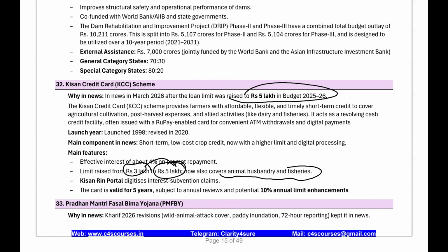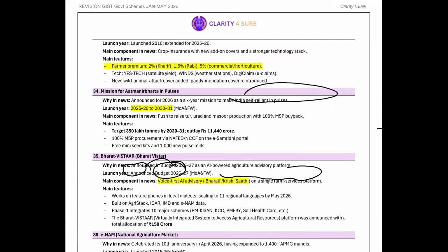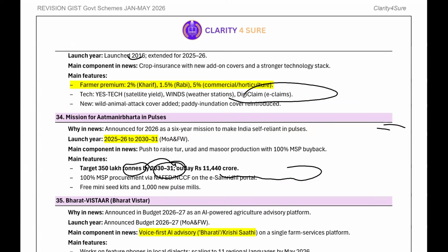Is it clear? Please try to understand. It is also coming under the Ministry of Agriculture. The launch year is 2016, extended for 2025-26. The key point is that it is a crop insurance scheme. It is an insurance scheme for crops. It is a low farmer premium scheme. It covers crop loss. It uses satellite and weather technology, not water technology. I'm really sorry, it uses satellite or weather technology.